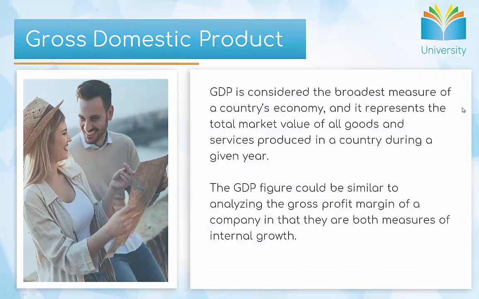You can also look at figures that have direct impact, such as, let's take a GDP number. This is considered the broadest measure of a country's economy, and it represents the total market value of all the goods and services produced in a country during a given year. Remember, we looked at the GDP numbers for the US. We compared them to the figure for China, which was just below, and then below that was over in Europe and Japan and so on.